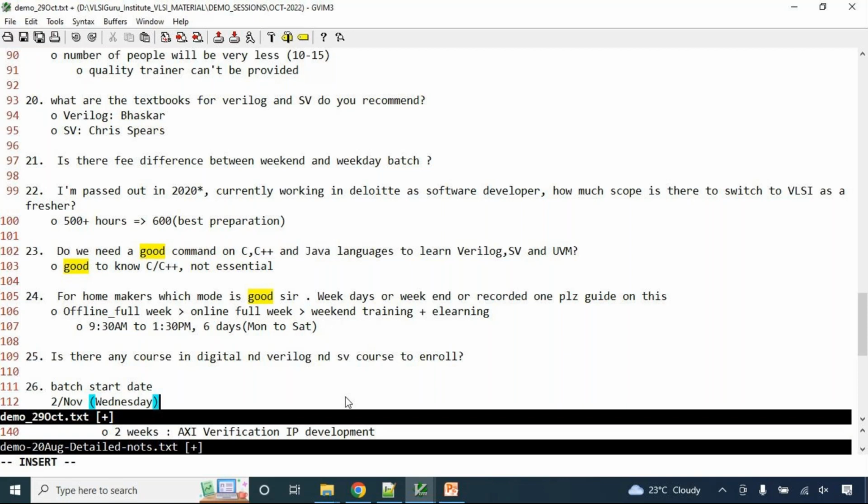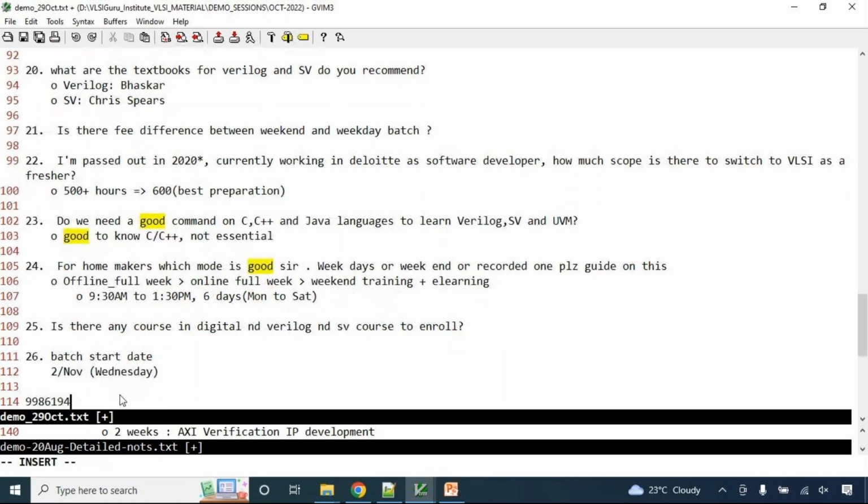SV is going to start, I think. You can message us. What might happen is we started one SV batch 1 or 2 weeks ago. Exactly 1 week back, one SV batch has started. The previous Verilog batch which we started might have completed, and we might have started an SV batch now. So you can connect. You can message this number.